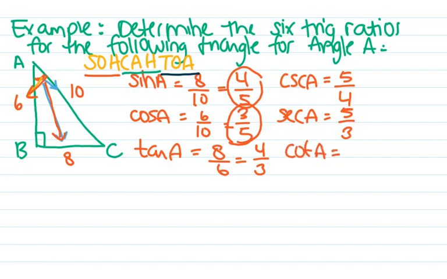Cotangent A is the reciprocal of tan A, which was 4/3, so cotangent A is 3/4. So see how easy that is? That's just the reciprocal, but this can be really useful when we're solving word problems.